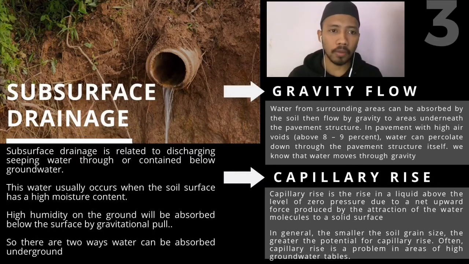First, gravity flow. Water from the surrounding area can be absorbed by the soil, then flow by gravity to the area under the pavement structure. In a pavement structure with a height above 8 to 9%, water can percolate down through the pavement structure itself. We know the water moves through gravity.